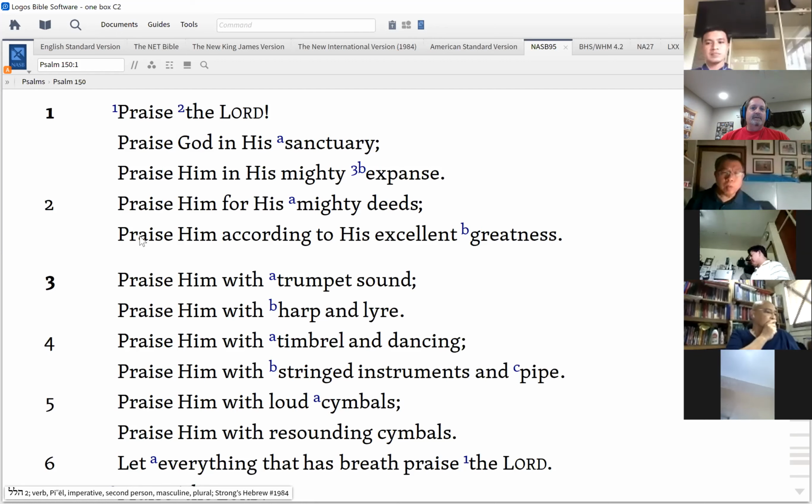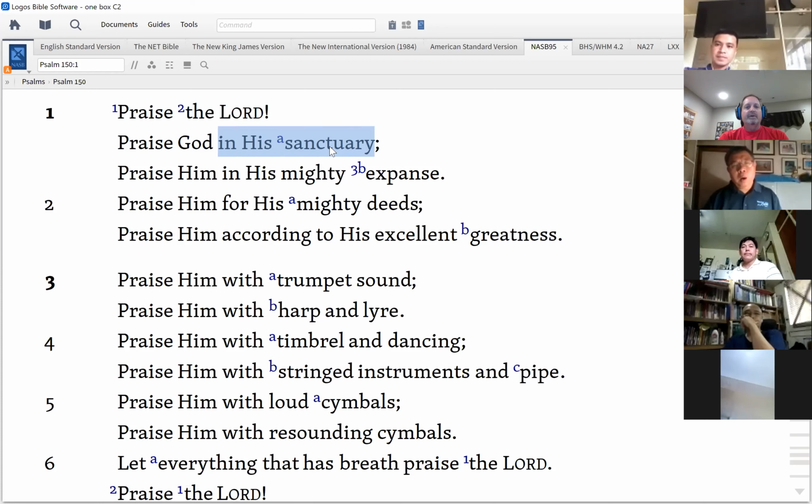All right. So sometimes the background context, you won't have much. But we should still make every effort to try to figure out the background if we can. But in this case, this psalm, there really isn't a significant background. I mean, it mentions praising God in his sanctuary. So that might give us a little bit of indication that its focus is when you're gathered at the temple. But that's about it.